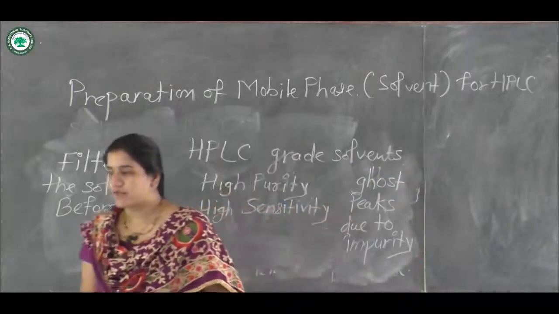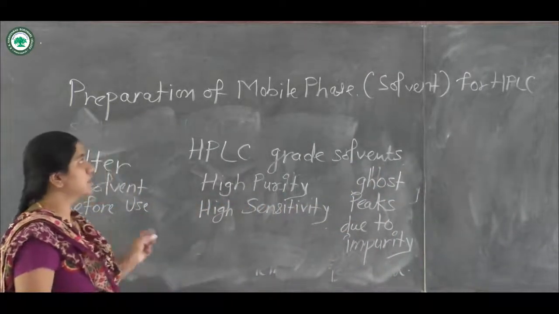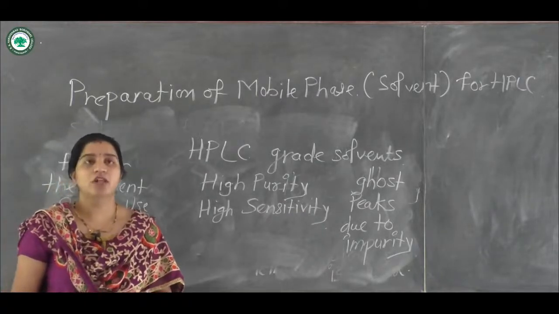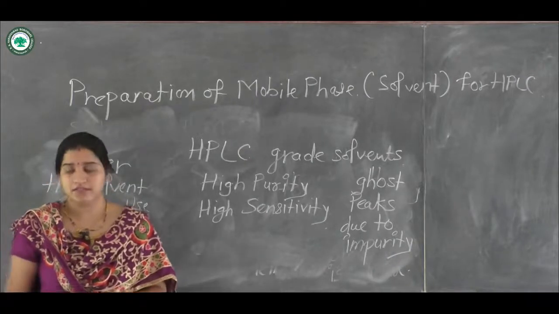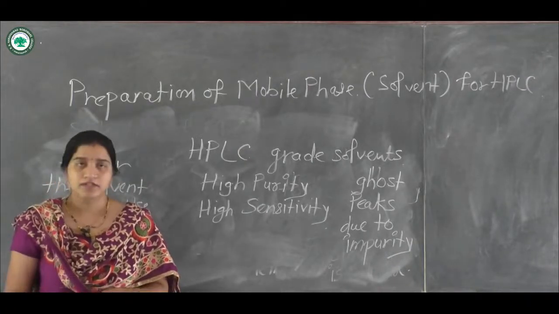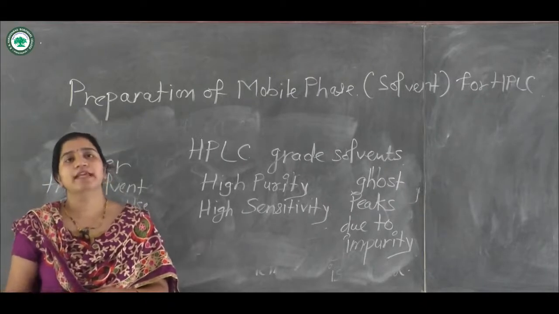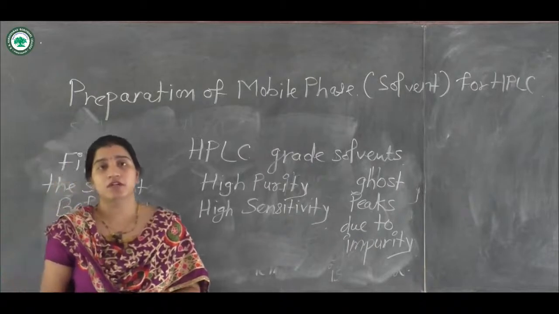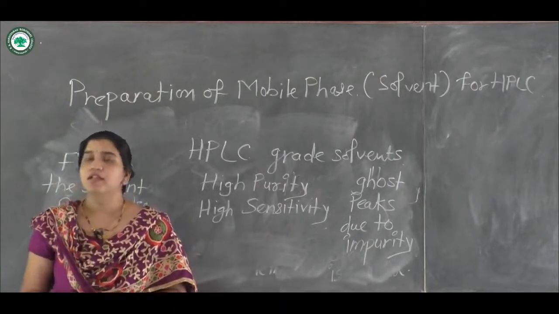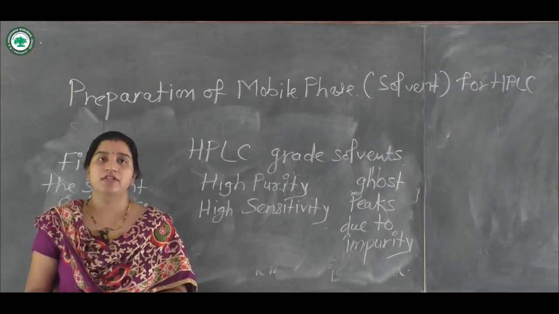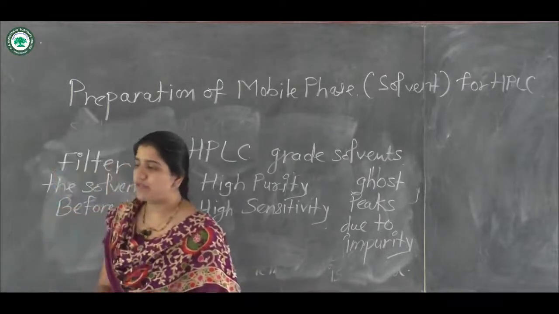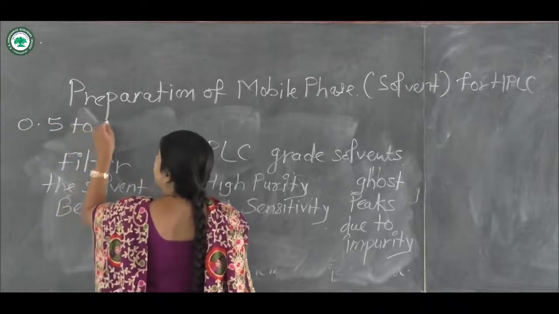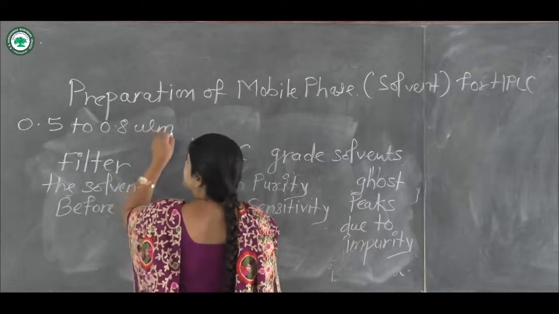So these are the different parameters we have to consider while preparing the solvent system. Now, whenever you are analyzing a sample by using HPLC, you have to take the solvent from the original bottle, and if you are not taking the solvent from the original bottle, then you have to filter it through a filter. This filter has a 0.5 to 0.8 micrometer thickness.